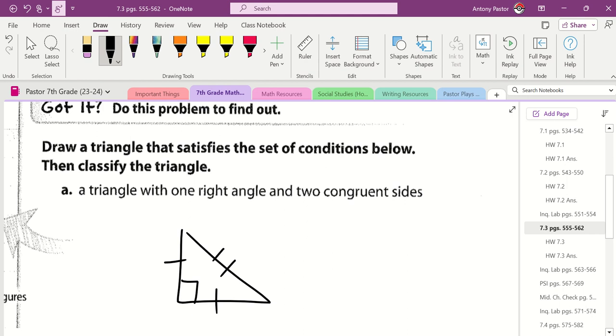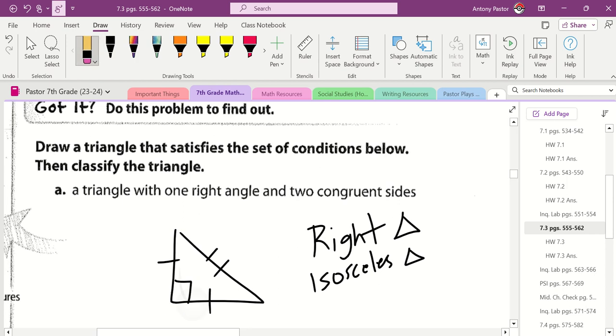So I need one of these 2 groups that are quiet. Somebody needs to earn their points today. Give me one of the 2 classifications. There we go. So it's a right triangle. That's one classification. And Maddie. It's an isosceles triangle. Because 2 sides are the same.